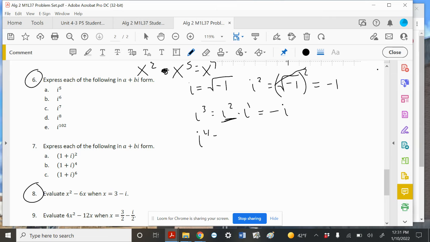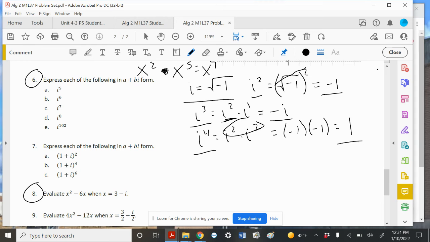i to the 4th is equal to i squared times i squared because we add up those powers again. That is negative 1 times negative 1, which is positive 1. So now we have definitions. i equals the square root of negative 1. i squared equals negative 1. i cubed equals negative i. And i to the 4th equals 1. So now we can project that on the other ones. i to the 5th equals i, i to the 6th equals i squared, i to the 7th equals i cubed, and i to the 8th equals i to the 4th.